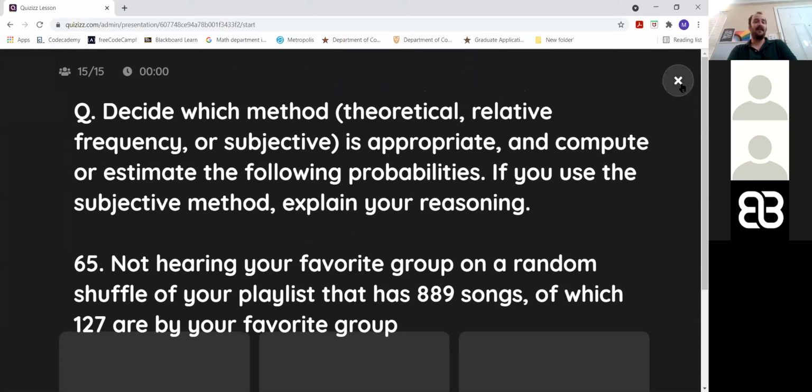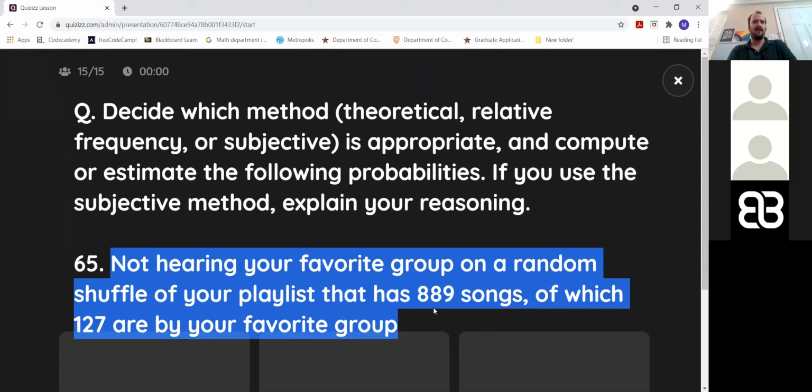You're making predictions about what is going to happen. So, not hearing your favorite group on a random shuffle of your playlist that has 889 songs, of which 127 are your favorite group. I guess I could see why you might say that's relative frequency, if this had happened. Yeah, I guess it's not too clear. I don't think the back of the book specifies which one either. But you should not do subjective on this, definitely, right?